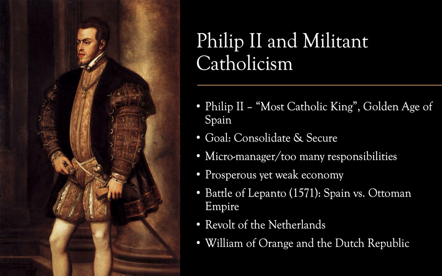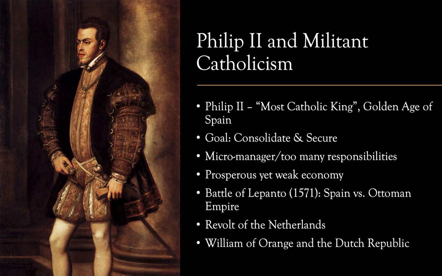And remember, at this point, the Netherlands were becoming a much more prosperous society because of trade, and they were kind of like the Italian city-states in their heyday, being ruled by merchants and merchant oligarchies. So Philip II, in his goal to consolidate and secure his empire, tried to brutally crush the Dutch revolt, and this actually only caused more resistance.